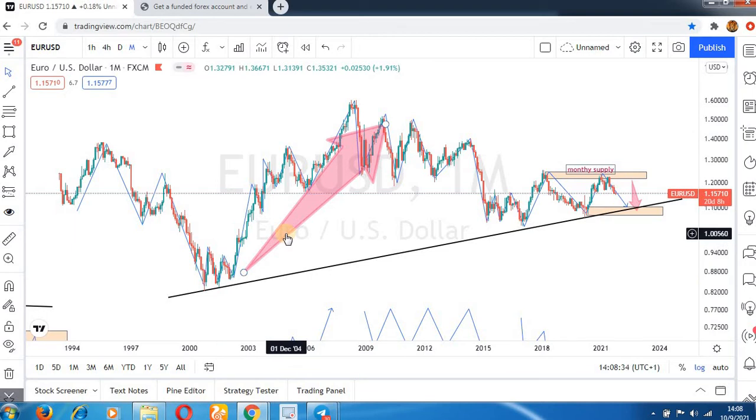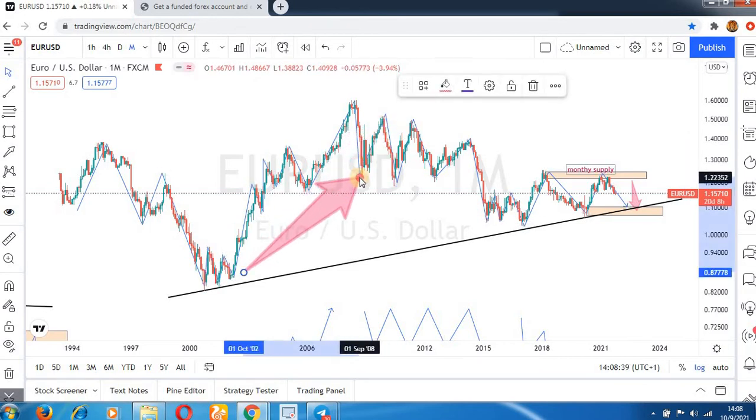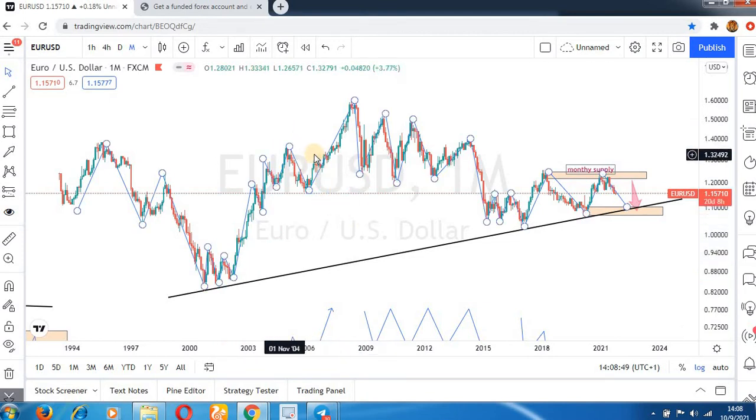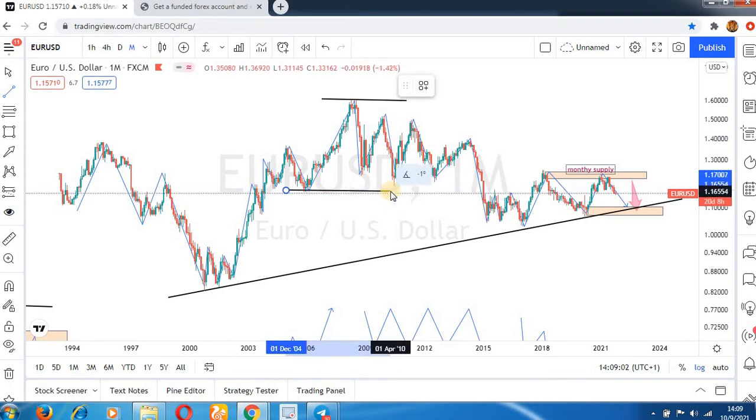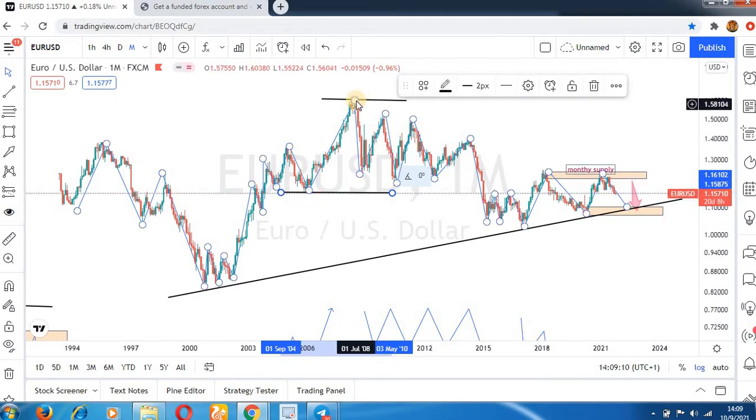I'm trying to look for a push-up. Have you seen this arrow that I drew? Okay, that's the leg I'm looking at. This move to the upside. Now, what it means is that I've taken out the arrow. The last high that was achieved is this, right? Then what is the last low? This is the last low that was achieved before the last high, right?